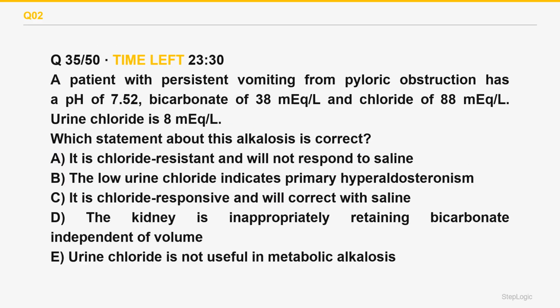working. Which statement about this alkalosis is correct? A patient with persistent vomiting from pyloric obstruction has a pH of 7.52, bicarbonate of 38 milliequivalents per liter, and chloride of 88 milliequivalents per liter. Urine chloride is 8 milliequivalents per liter. Read the command. Which statement about the alkalosis is correct? Metabolic alkalosis splits into two treatable groups, and urine chloride is what assigns the group.